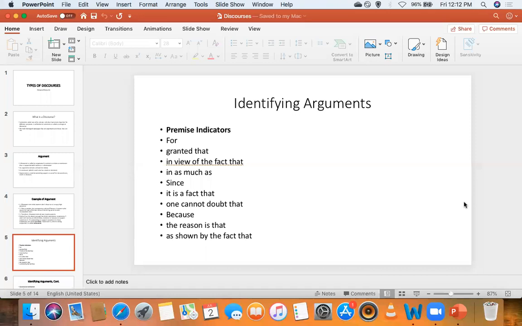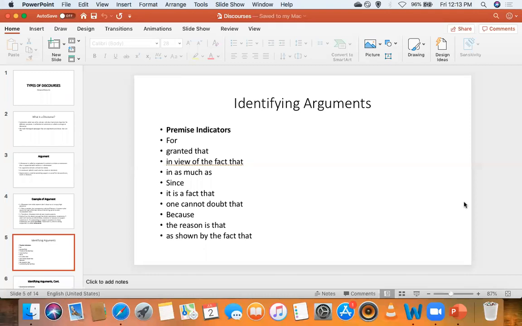Now, these are examples of premise indicators. When you see statements that begin with for, or granted that, or in view of the fact that, or inasmuch as, or since, such words or phrases suggest to you that you are looking at a premise. Or a sentence that begins with, it is a fact that, you know.